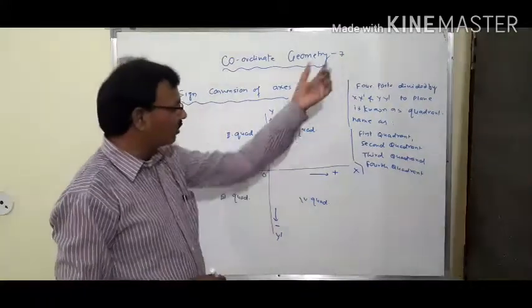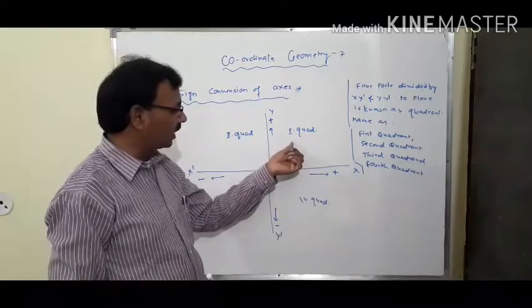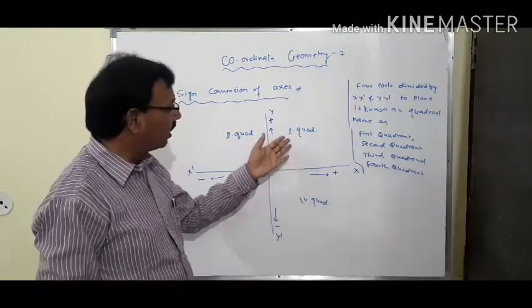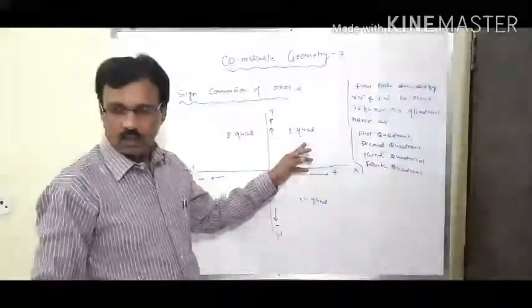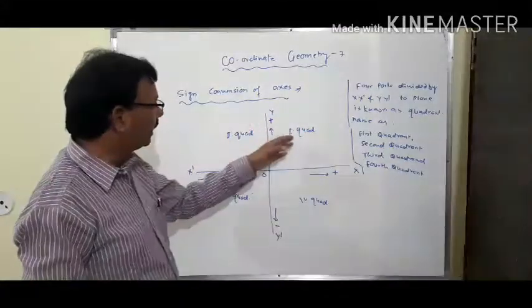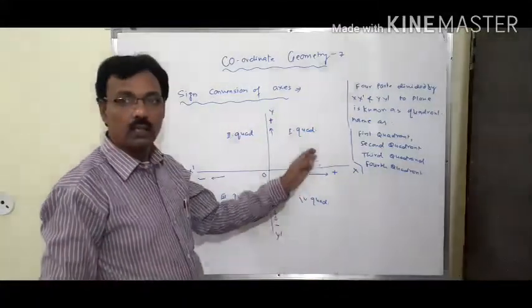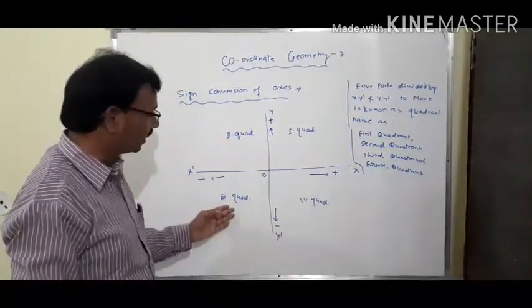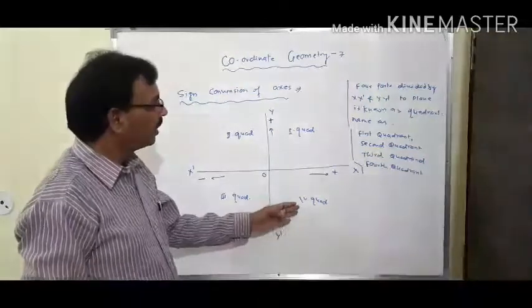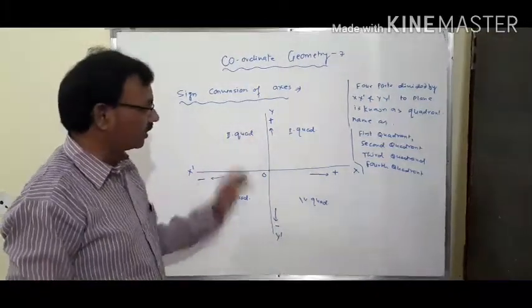Always, the first quadrant represents this quadrant. That means we always start counting the first quadrant from here and go in the anti-clockwise direction. That means this is the first, this is the second, this is the third, and this is the fourth. These are known as quadrants.